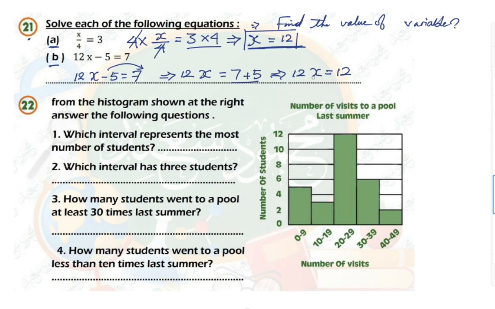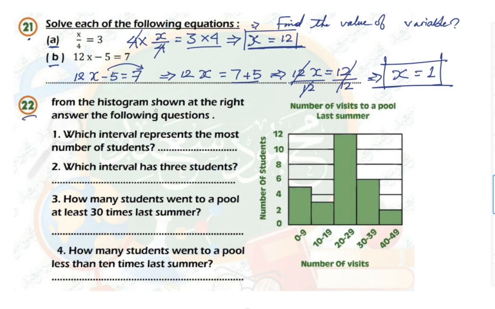Now it's turn to finish this 12. We have 12x equals 12. When you have multiplication, use division. I will divide both sides by the coefficient of x, because 12 over 12 equals 1. So I have 1x, that's x. 12 over 12 equals 1. Now the value of x is what? Is 1.